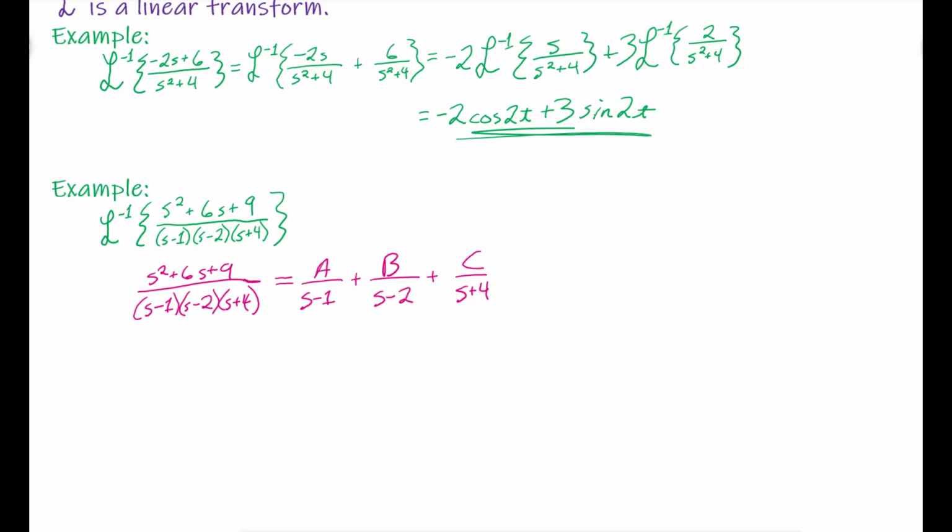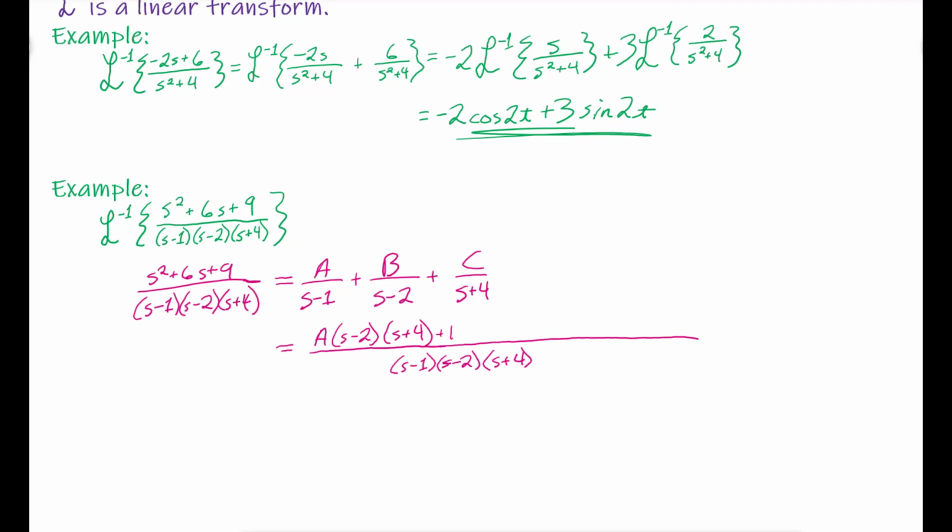So this is going to equal A times s minus 2 times s plus 4 all over all of the fraction parts put together. So s minus 1, s minus 2, s plus 4.